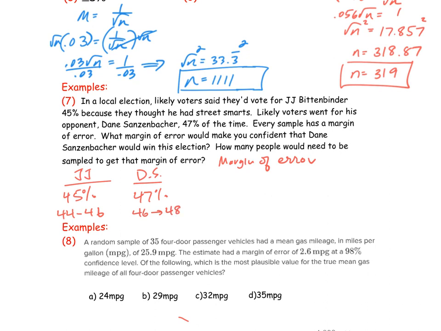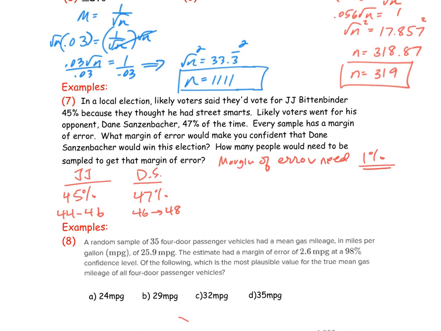So I'm fairly confident that Dane wins, because there's really no way JJ can be above 46 in this case, and there's no way that Dane can be below 46. So at the very least, they're going to be really, really close to tying. So I'm going to say the margin of error that I need is at most 1%, hopefully less than that, right?